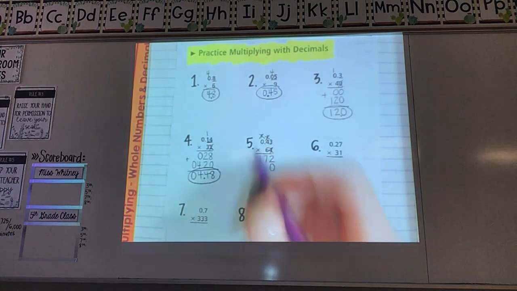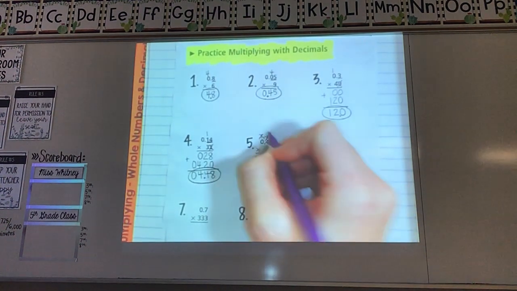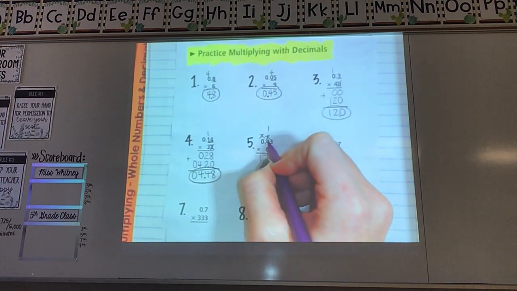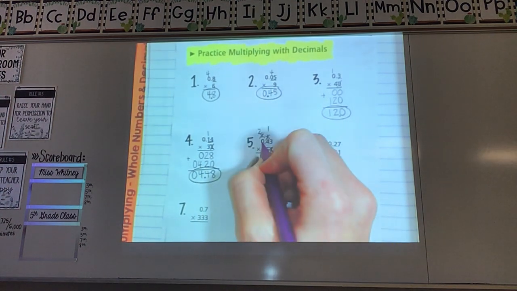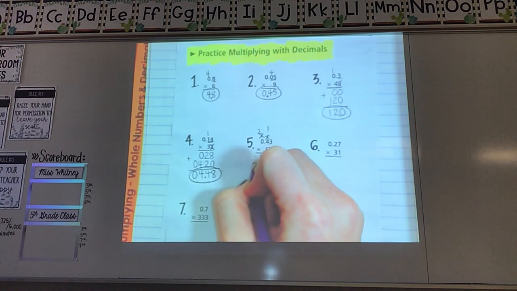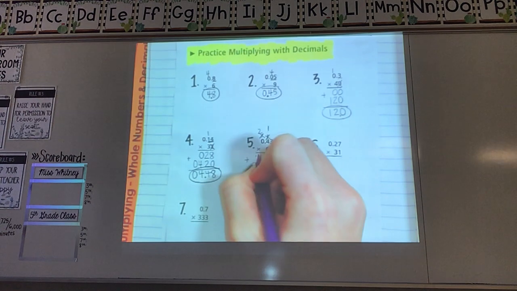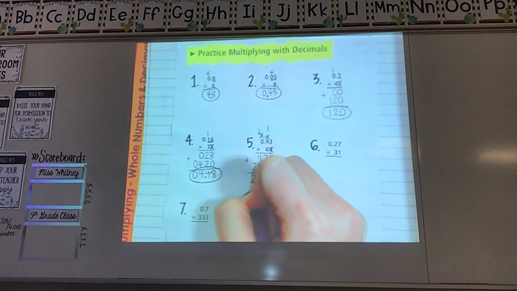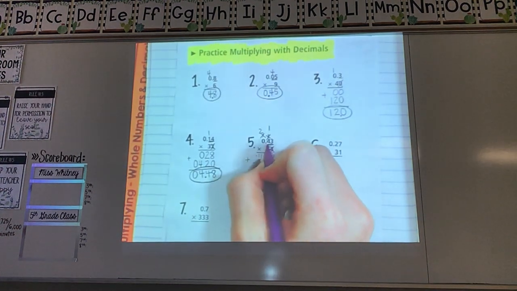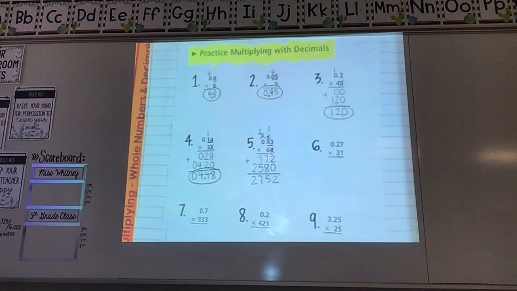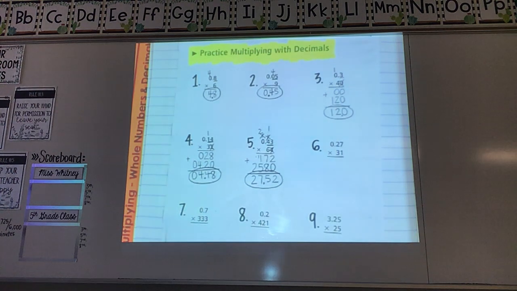Then I go to my next number, which is the 6, and I multiply like normal again. 6 times 3 is 18. Put my 8, carry my 1. 6 times 4 is 24, plus 1 would be 25, so put my 5, carry my 2. And 6 times 0 is 0, plus 2 more would be 2. Add them up. 2, 5, 7, 2. And I have to figure out where my decimal goes. So look up here. There are 2 numbers behind. Where would my decimal go in my answer then? Right here, so that there are 2 numbers behind, 27.52.